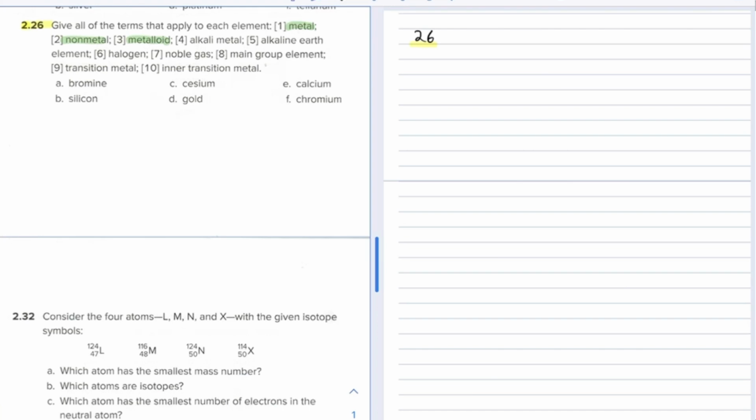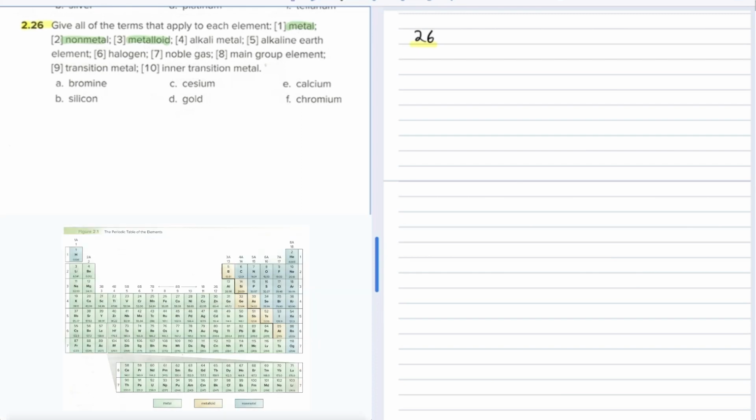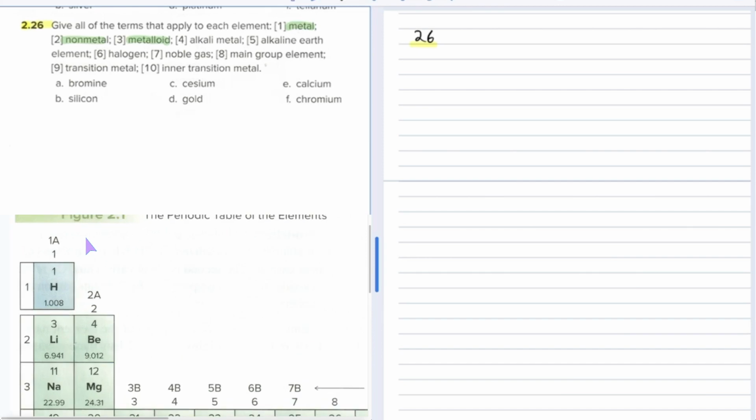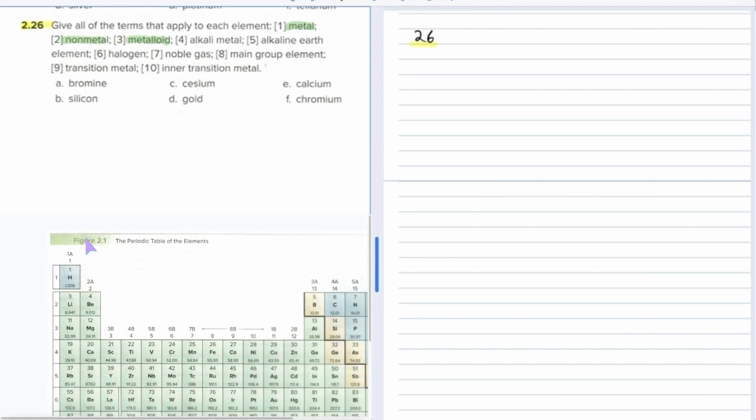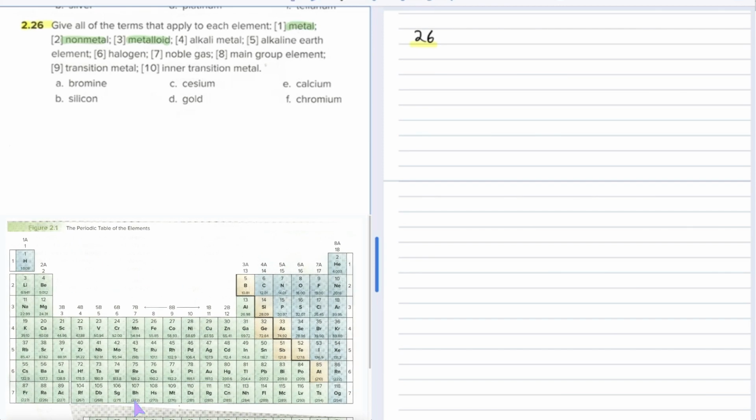And the periodic table that helps you do that is this one right here. This is figure 2.1. The green ones are the metals, the blue are the nonmetals, and the orange ones are the metalloids.